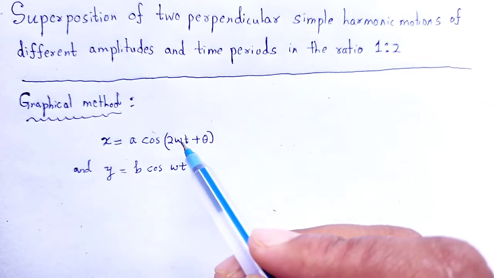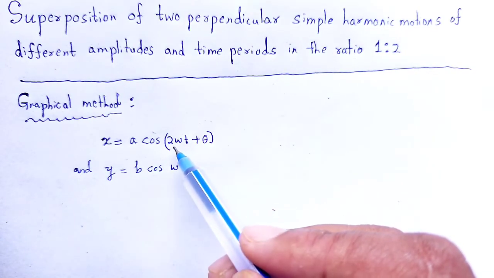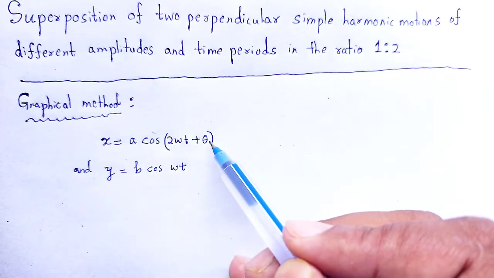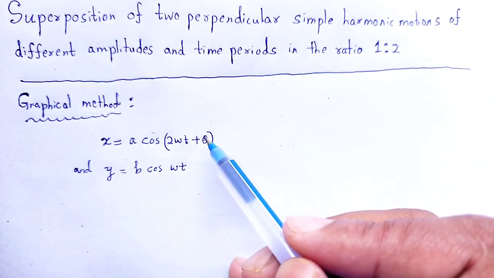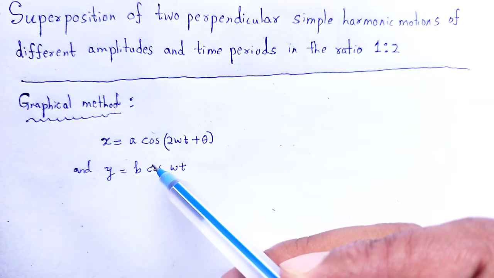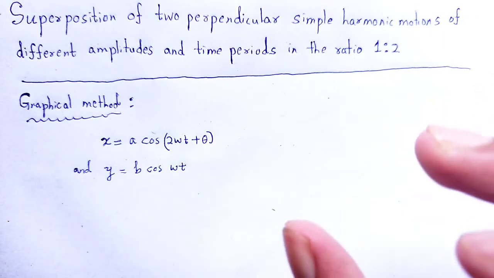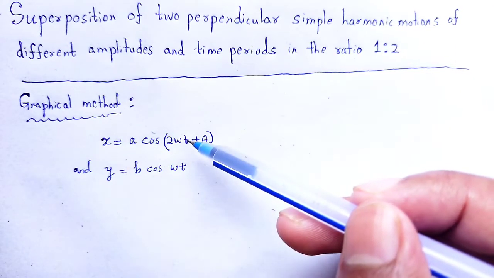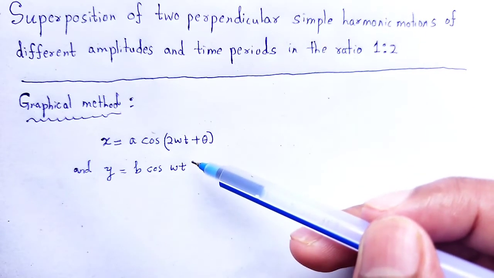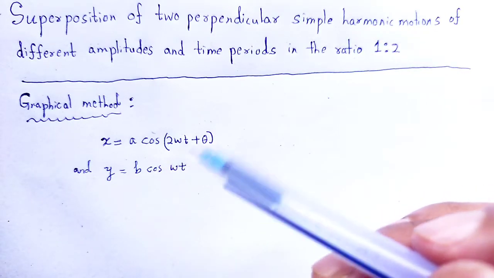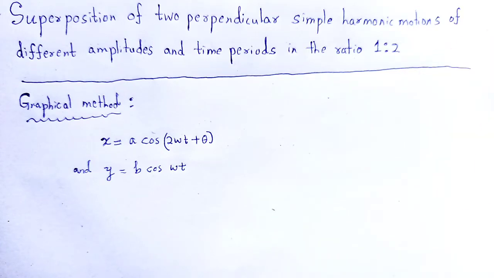Here the frequencies are in the ratio 2:1 and the phase difference is theta. The path followed by the particle under the action of these two resultant simple harmonic motions is called the Lissajous figure.